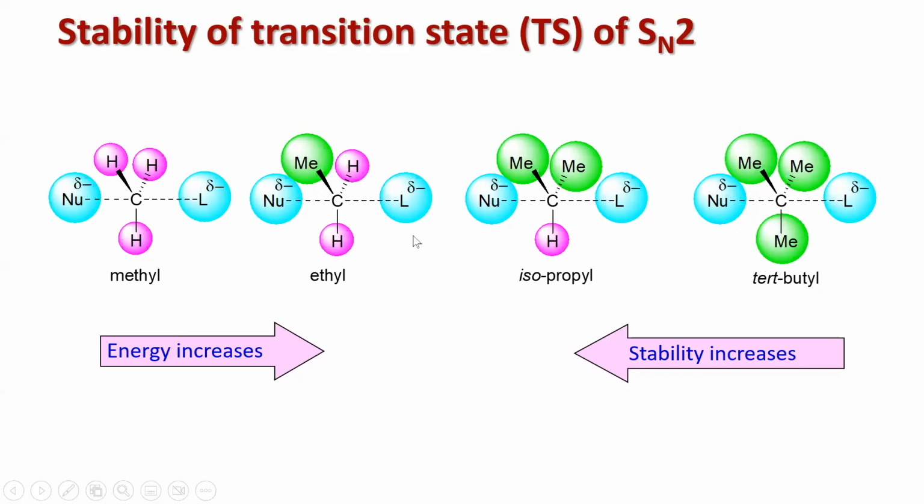So if you take all these four types at the transition state, the activation energy increases from left to right. When you go from this end to this end, you can see activation energy increases, and the stability of the transition state decreases towards this side, because these two groups are huge or large groups, bulky groups, right?